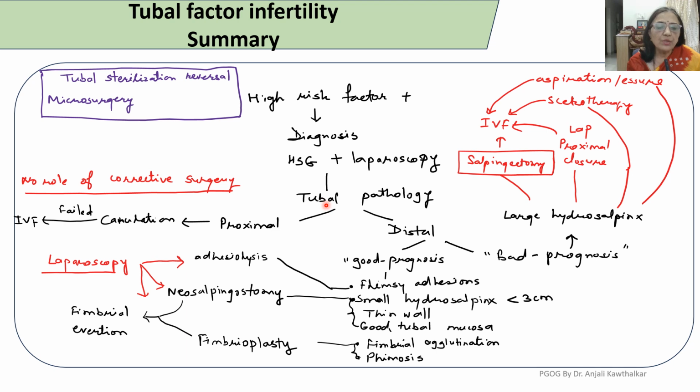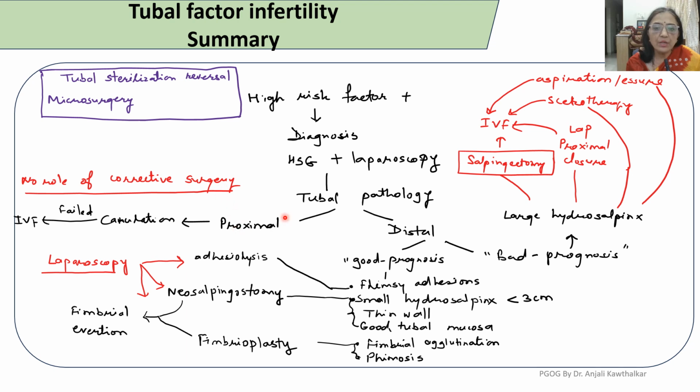So if there is a tubal pathology, we divide it into proximal and distal tubal pathology. Proximal tubal pathology, the only procedure which we can proceed with is cannulation. If there is a small mucus block, or if there is a minute adhesion present at the level of the interstitial opening, then cannulation usually is successful. Any resistance to cannulation, the procedure needs to be abandoned, and we have to then proceed with IVF rather than going for corrective surgery.